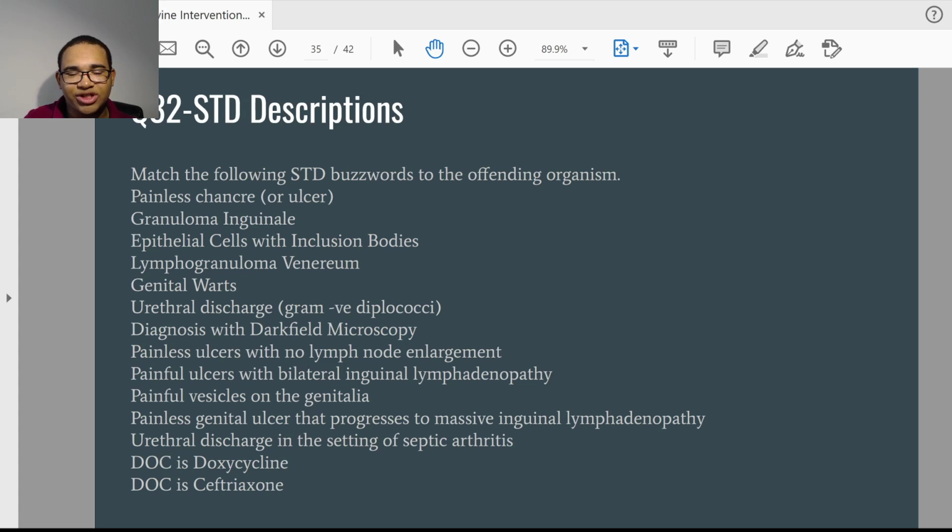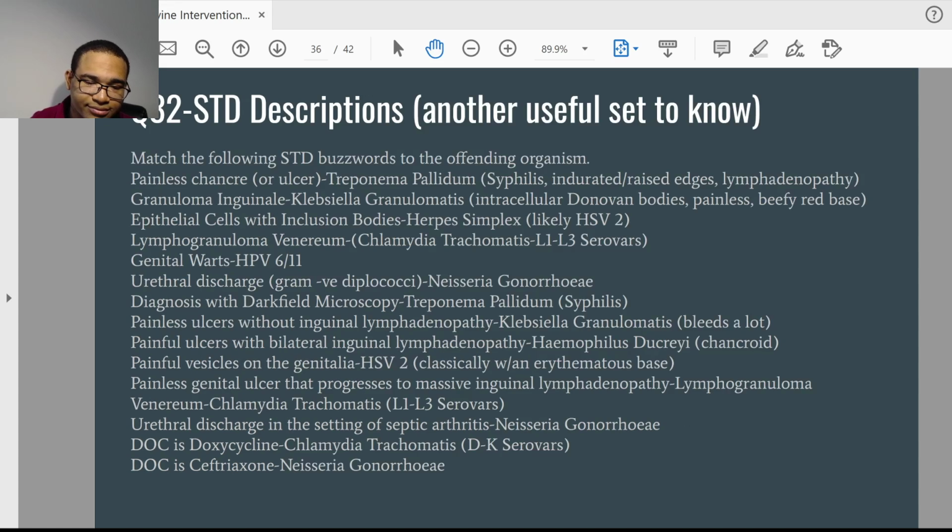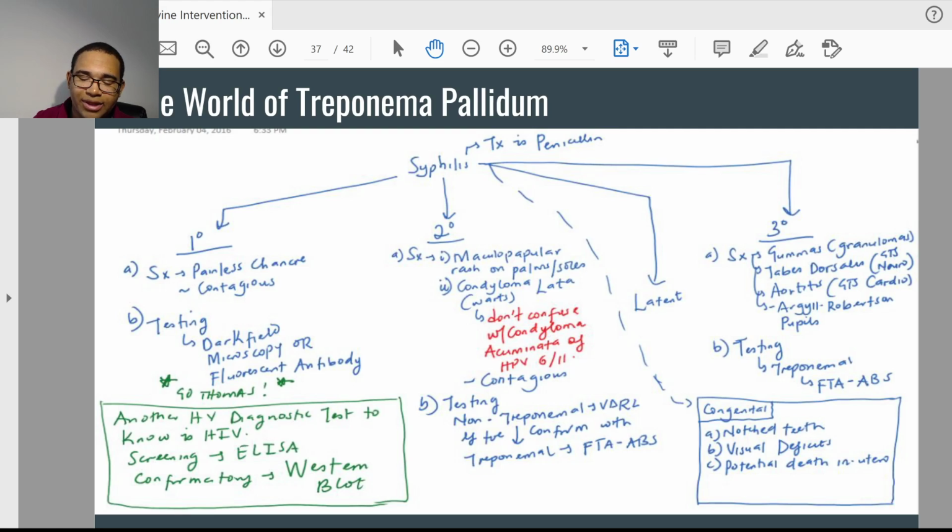And then urethral discharge in the setting of septic arthritis. This is going to be gonococcal infection. Drug of choice is doxycycline. Think about chlamydia, right? And then drug of choice is ceftriaxone. Think about Neisseria gonorrhoeae. Okay. So those are your answers. So I'll encourage you to go through those. I hope you do. Okay.